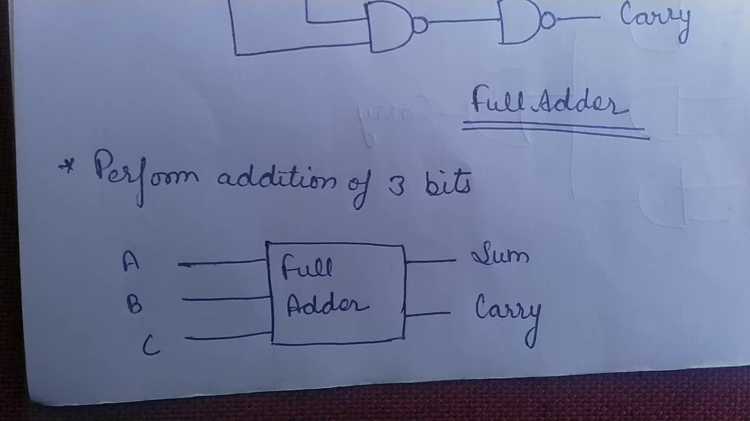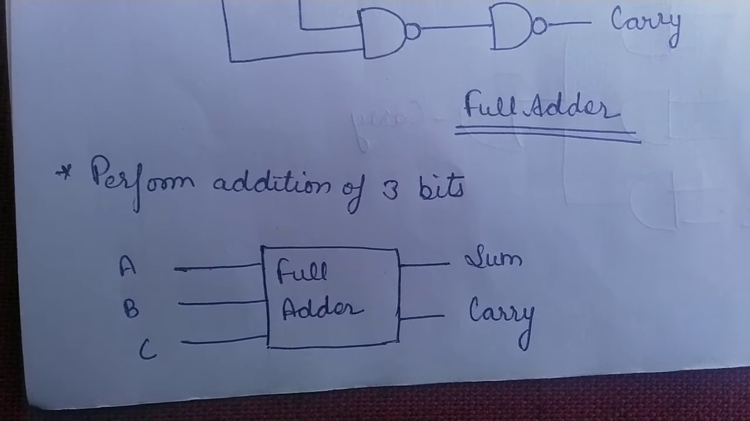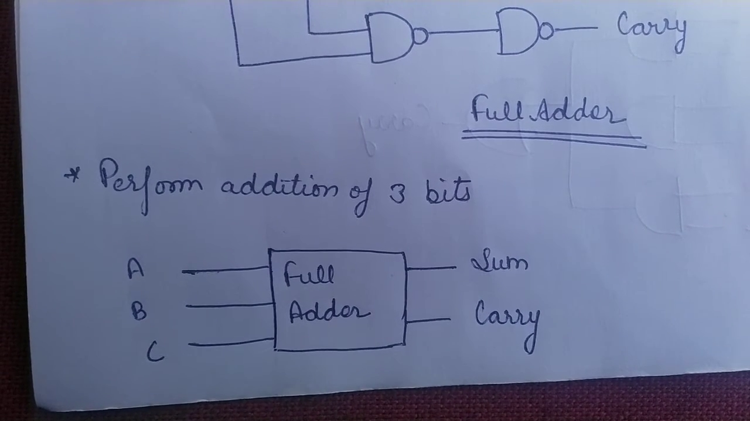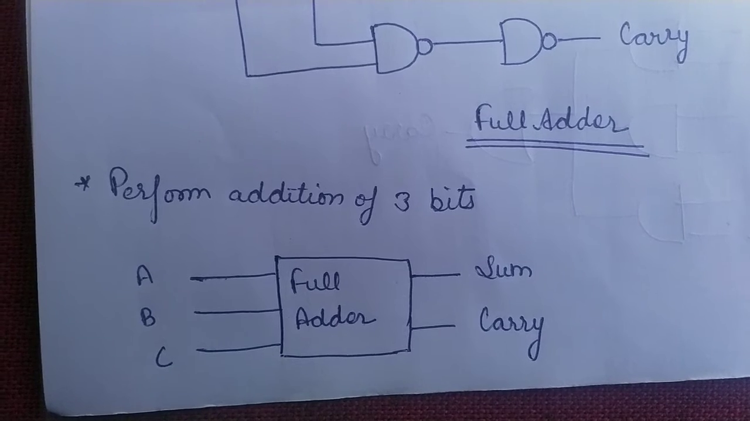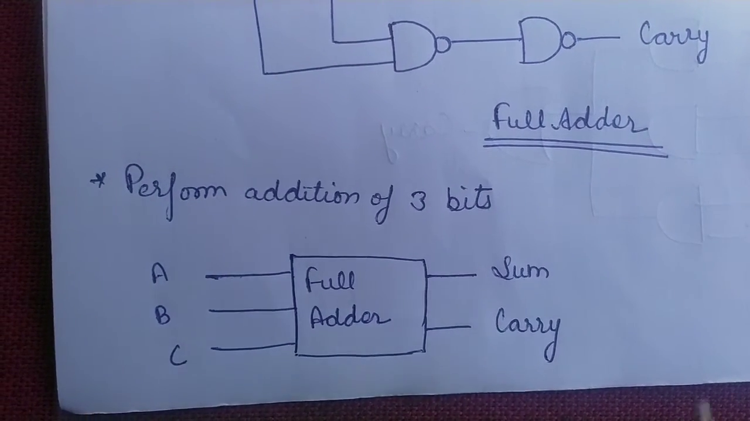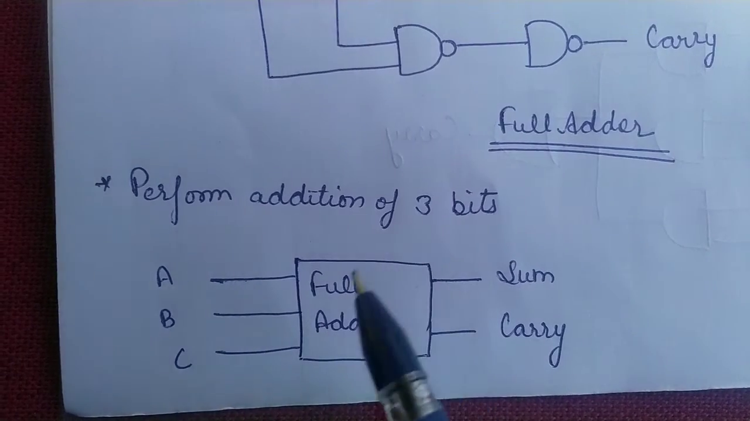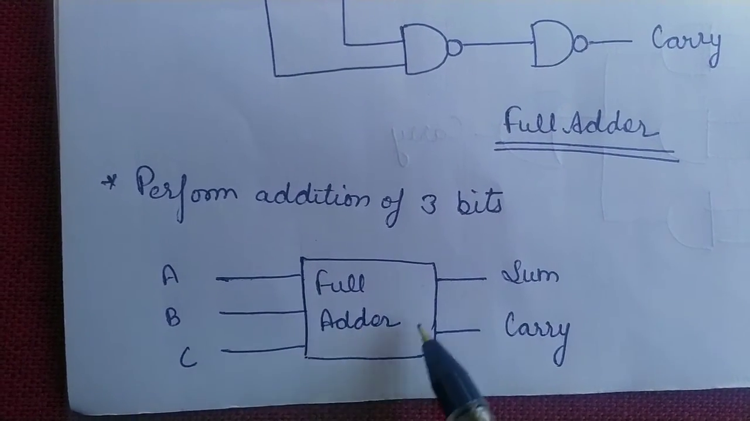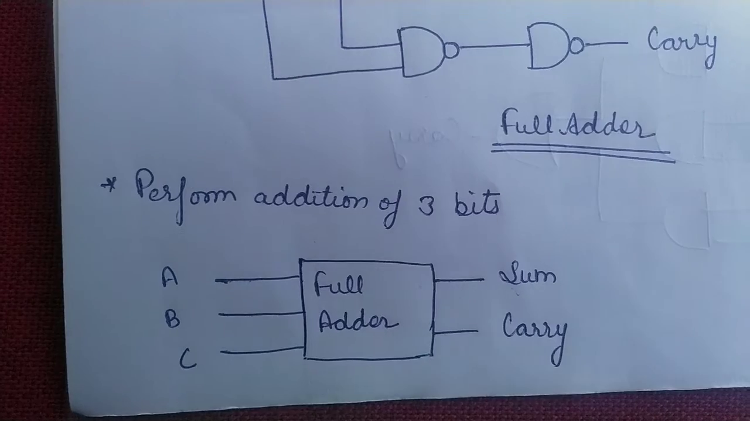So the next topic is full adder. A full adder is a combinational circuit that performs the addition of 3 bits. This is the circuit diagram for the full adder, in which we add 3 bits A, B and C, and it will give us sum and carry.